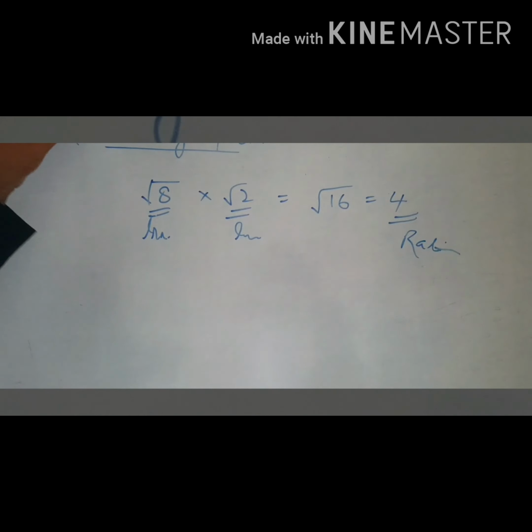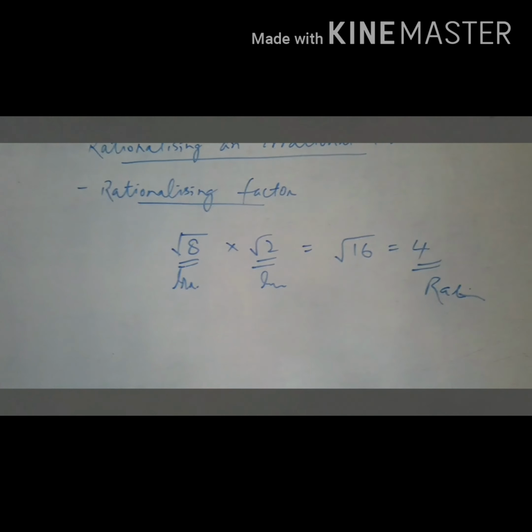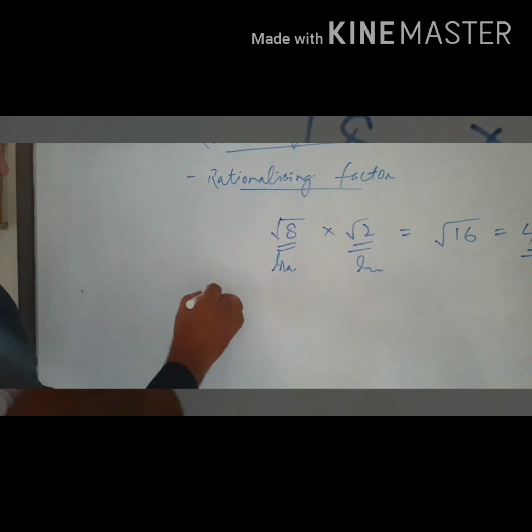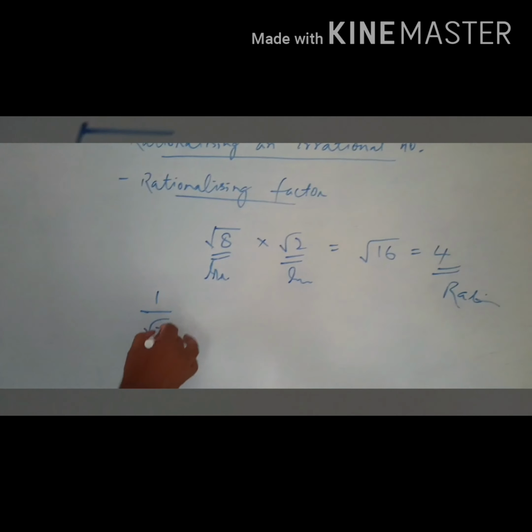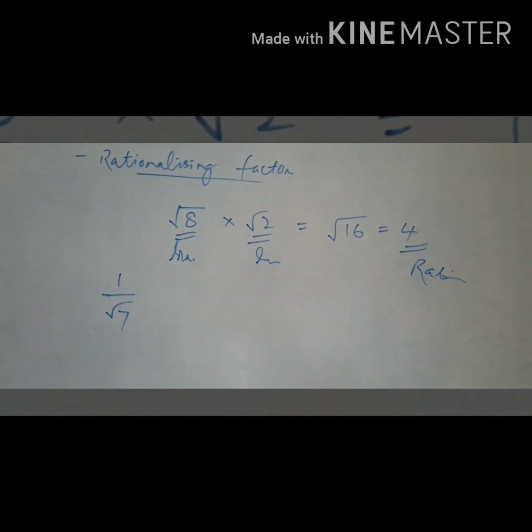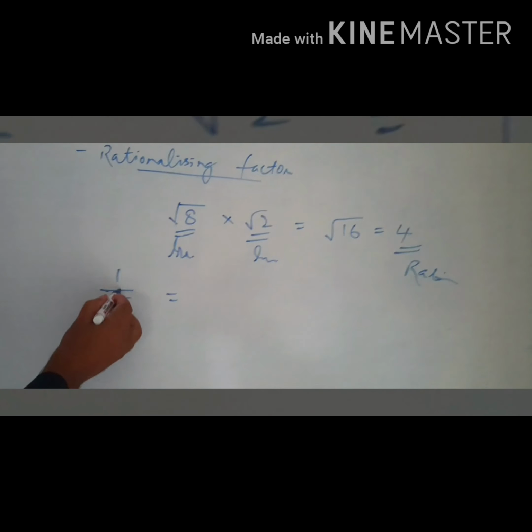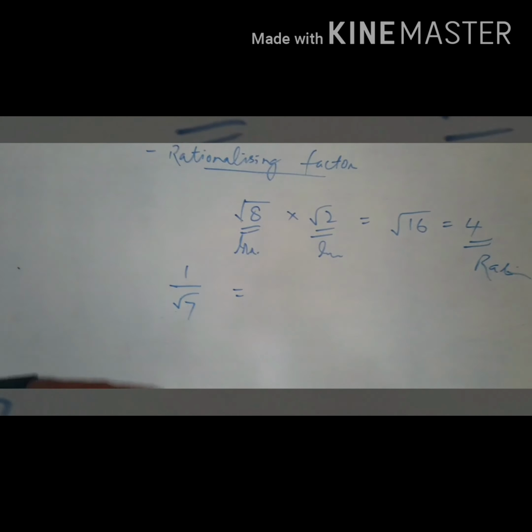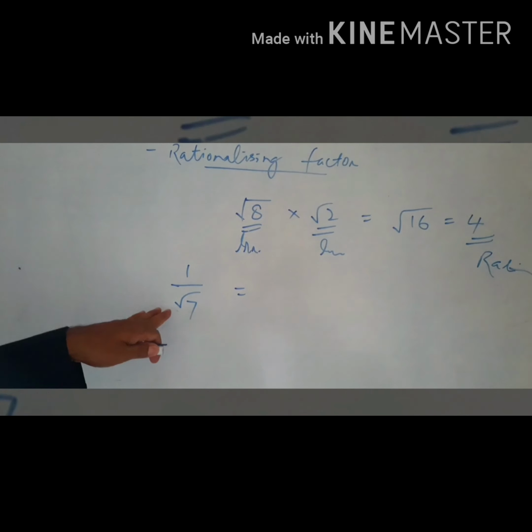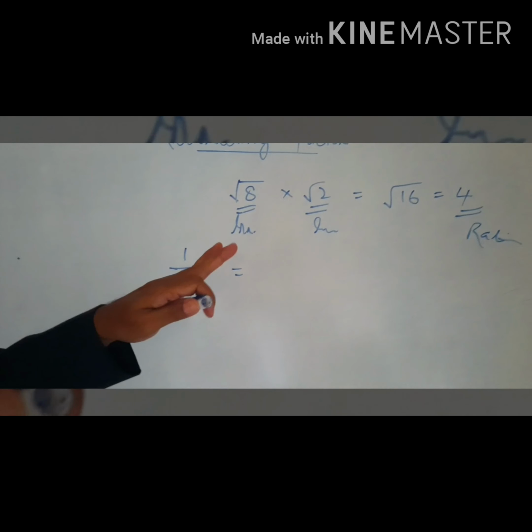Now let us see how to rationalize the denominator of any irrational number which is in fraction form. Suppose we take 1 by root 7 and we have to rationalize its denominator. Now you see 1 by root 7, what is the rationalizing factor of root 7? If we have to rationalize the denominator, that means get the denominator free from the root.